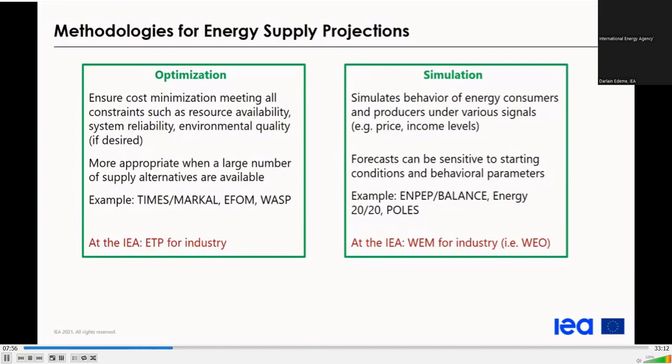For example, we will take one signal that would be the price of the oil barrel, and see, depending on the price, how much oil consumers will ask for and how much oil producers would be able to bring to the market. And then you do iterations to find an equilibrium between consumption and production.